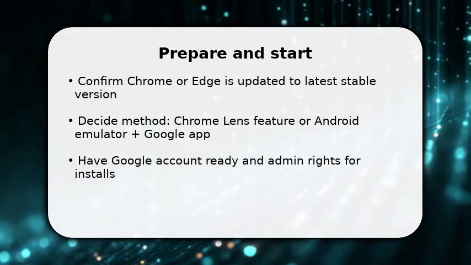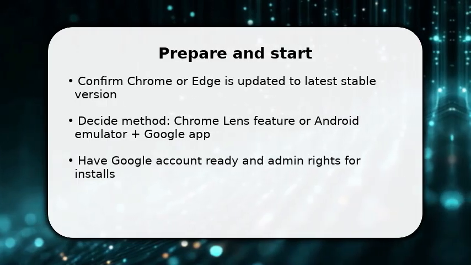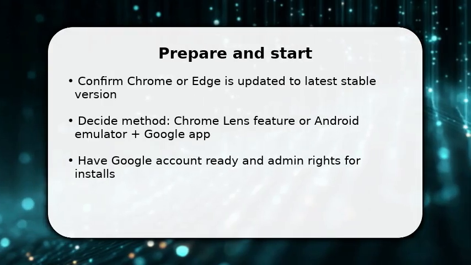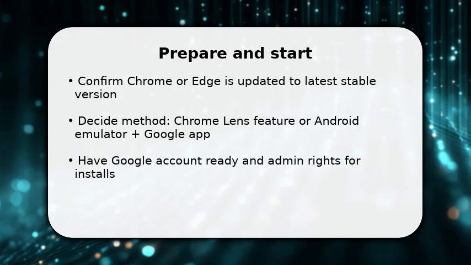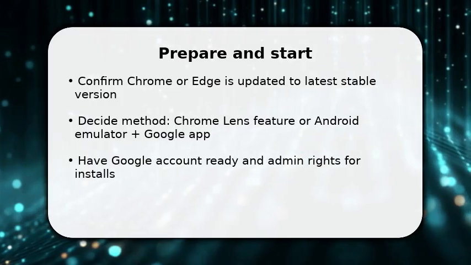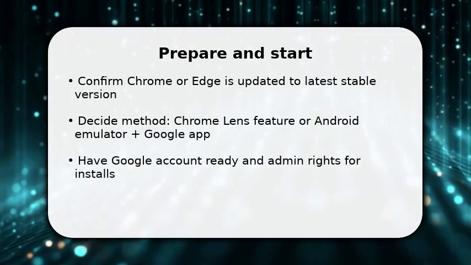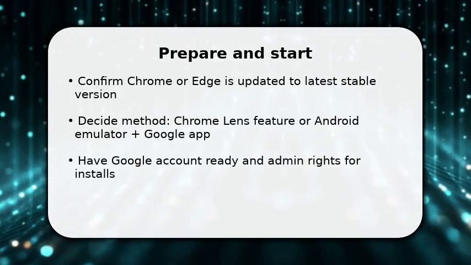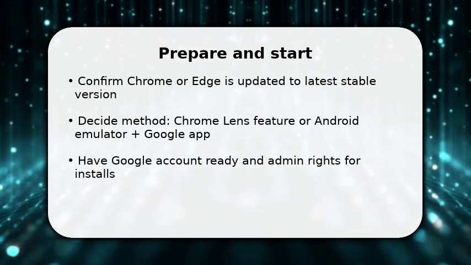You start by preparing your PC so the integration is smooth. Make sure Chrome or Edge is updated because newer builds include lens features. Updating avoids compatibility headaches. Decide which path you'll take. Use Chrome's built-in lens tools or run the Android Google app inside an emulator. Once decided, sign into your Google account and confirm you have permission to install extensions or software. This saves time and prevents interruptions when you move to the first actionable step, installing the extension or emulator now.